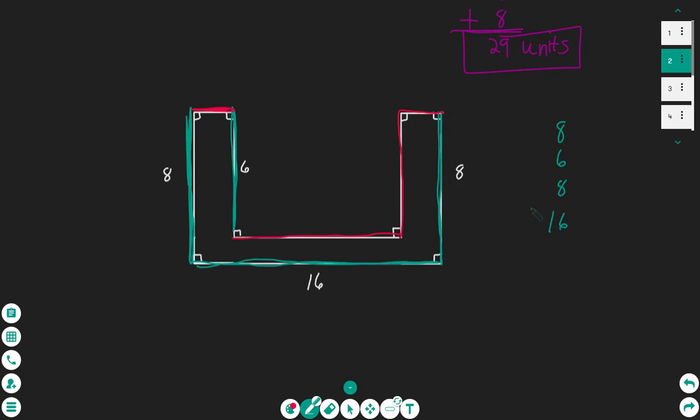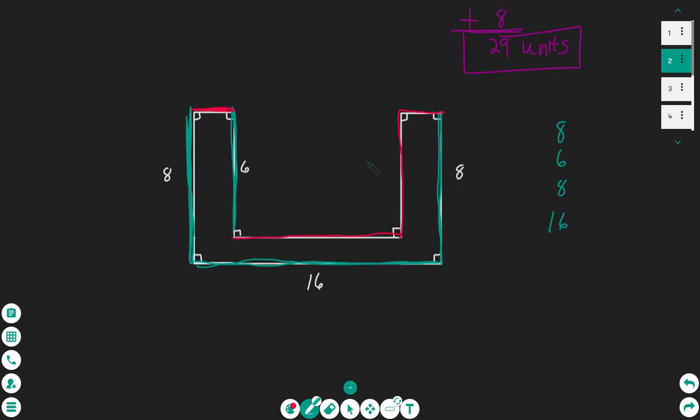So clearly, the sum of these numbers is not the perimeter. It's only part of the perimeter. So they left some sides unmarked, unmeasured for us, and they left it up to us to figure out what those measurements would be. So to do that, let's take a look at the problem. This is where you need to work on your analytical skills and decide the best way to determine the lengths of these sides.